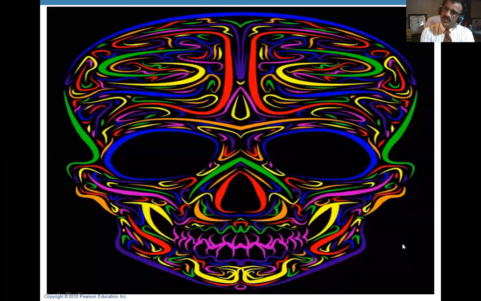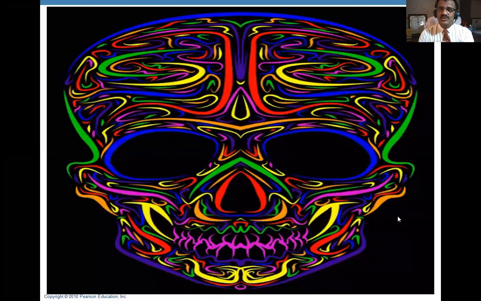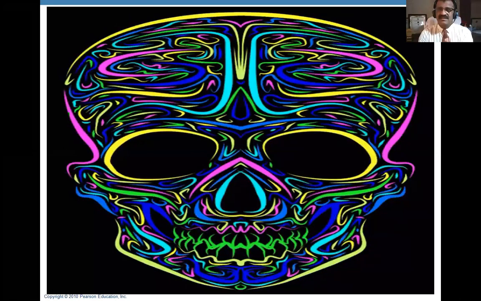I hope you all know that skull is not a single entity. It is a complex of numerous bones. Okay. So this is not one bone. This is made up of different bones. So different bones come together to make a skull. So this is a complex of bones.